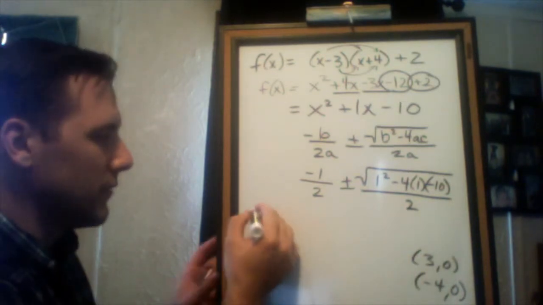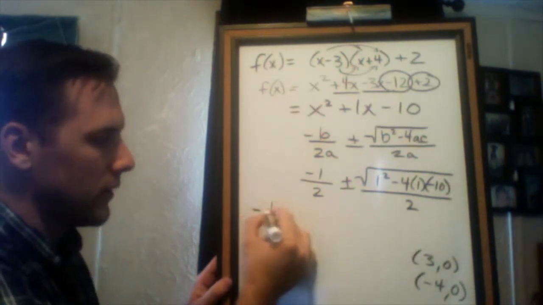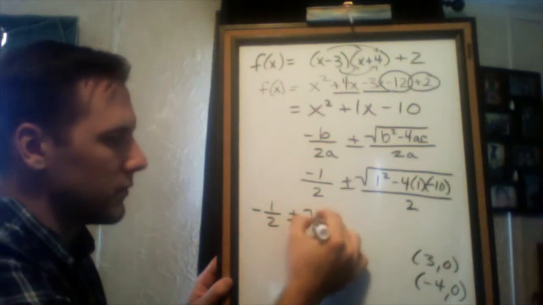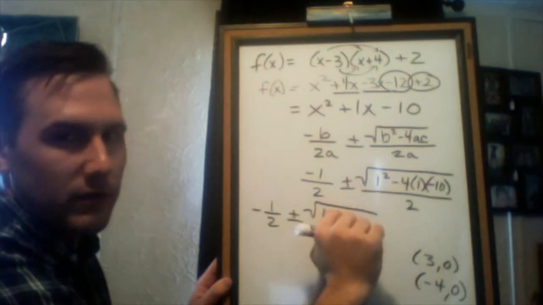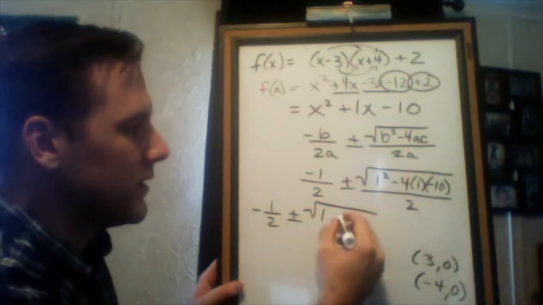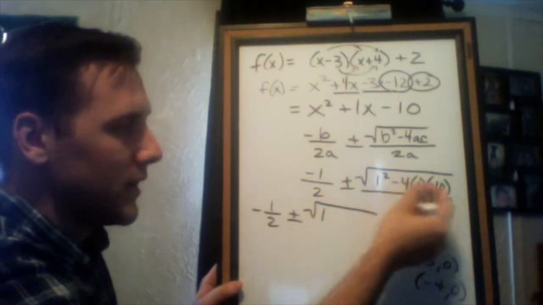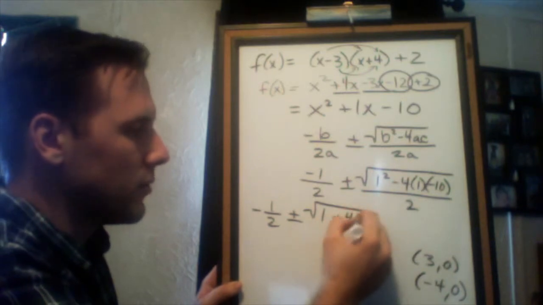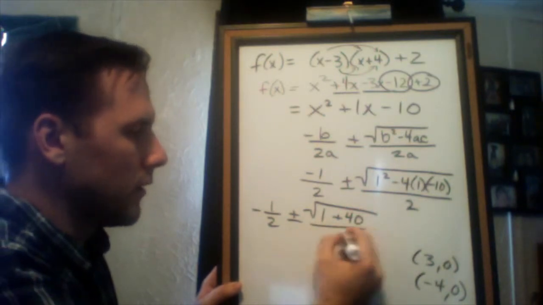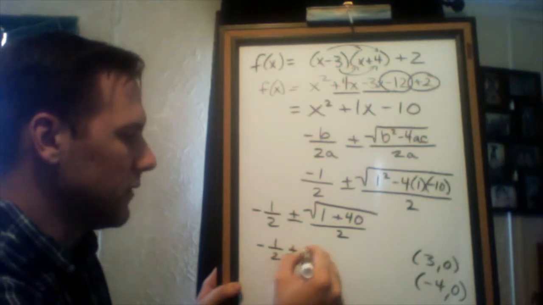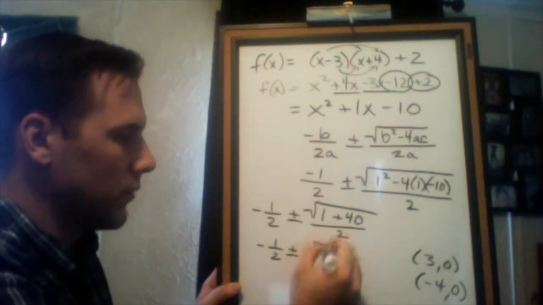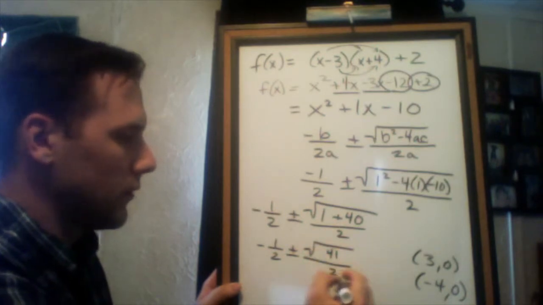Okay, so we have negative 1/2 plus or minus the square root. 1 squared is 1. Negative 4 times 1 is negative 4. Negative 4 times negative 10 is positive 40. We have a negative times a negative, so this becomes plus 40. Okay, and all that is over 2. We have negative 1/2 plus or minus the square root of 1 plus 40, which is 41, all over 2.